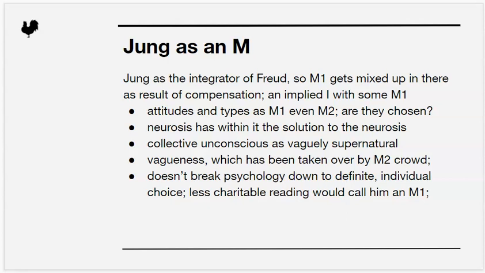the middle-aged woman, the thrice divorced middle-aged woman, you walk around the shawls, doing that whole thing. The M2 crowd, they've taken over a lot of it, and you go to a Jung conference now, and it's people who, just from my view, don't understand anything and do a lot of harm in misrepresenting him. And Jung doesn't break down psychology to, again, like I said before, a definite individual choice. And a less charitable reading would call him an M1. That was in the previous slide.